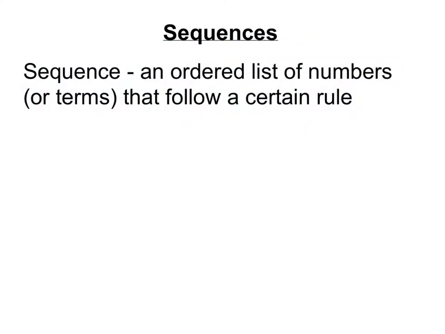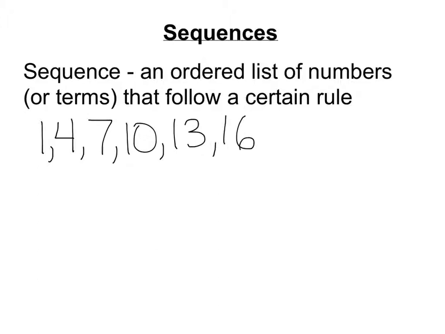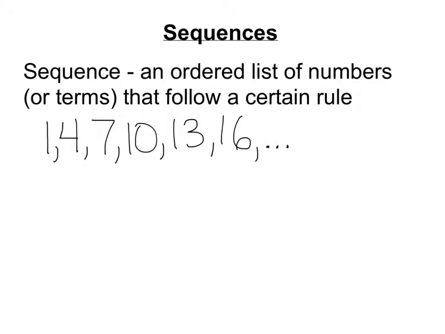A sequence is an ordered list of numbers or terms that follow a certain rule. For example, I could have the sequence 1, 4, 7, 10, 13, 16. Looking at the sequence, we should be able to discover what the rule is.